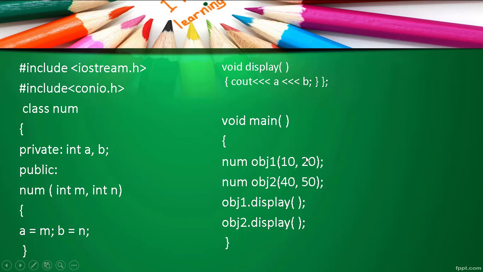Now when we assign two values to the constructor, those values are copied to a and b. Now coming to the void main, in the void main you have two objects, object 1 and object 2.